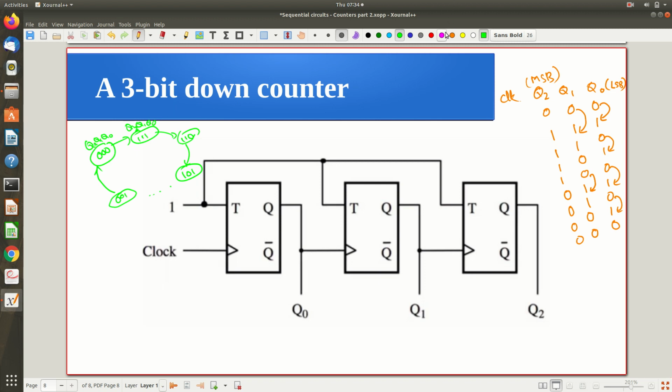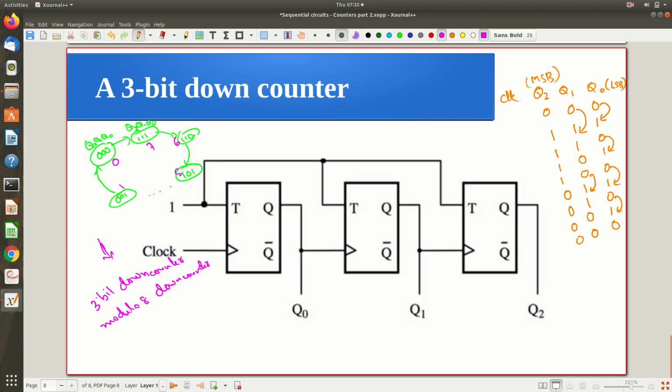So it's a counter that is counting 7, 6, 5, 4, 3, 2, 1, 0, right? So what we obtained is a 3-bit down counter, because going from 7 it is going towards 0. How many different states has it gone through? 8 different states, 0 to 7. So it is a modulo 8 down counter.